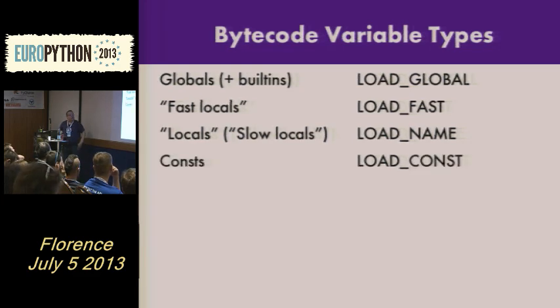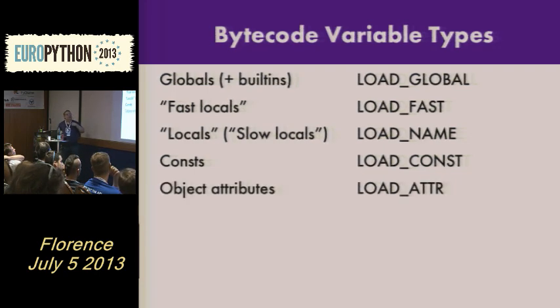Consts, you can load with load const, and there is just a table, it's actually a tuple, of constant values associated with the function called co_consts. There is no store const, otherwise they wouldn't be very good consts. And to load and store object attributes, there's load attr. Again, the oparg is an index into the names array, so you know the name of the attribute that you're going to load. And you have to push the object onto the stack before you call load attr.